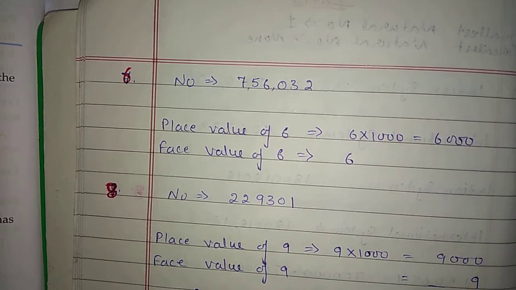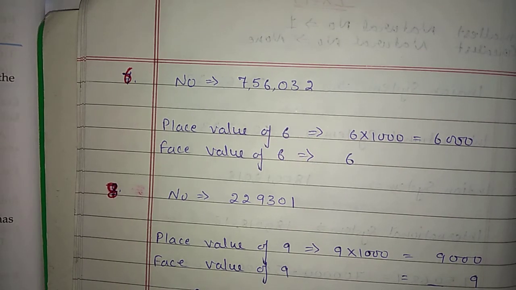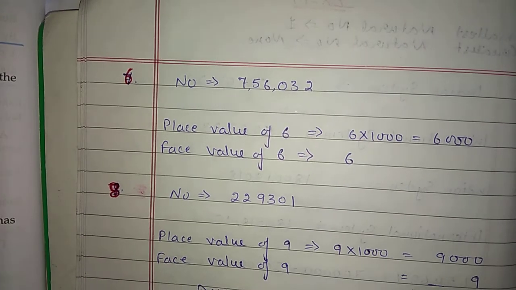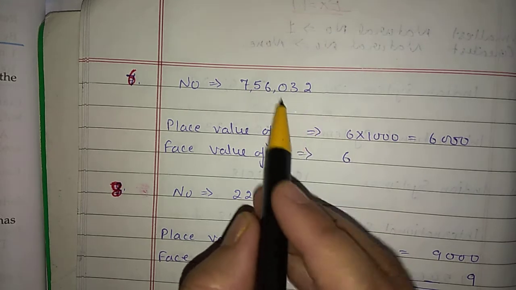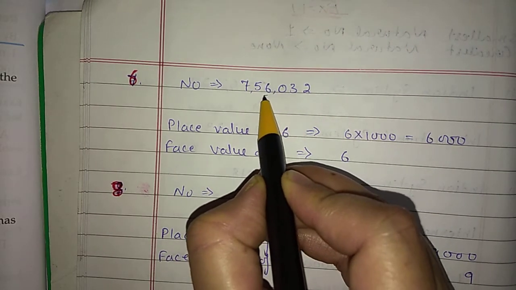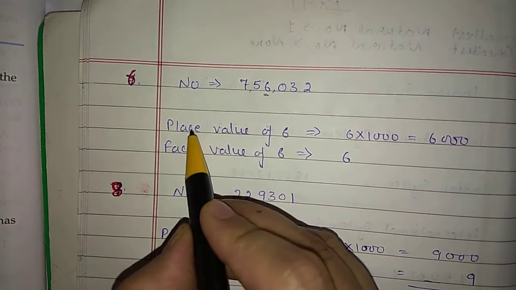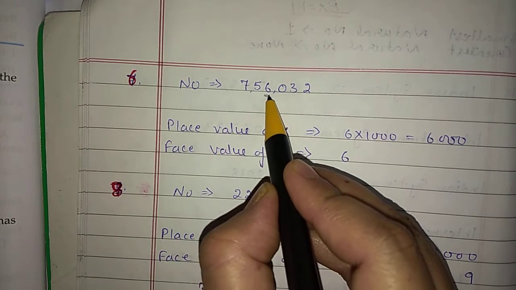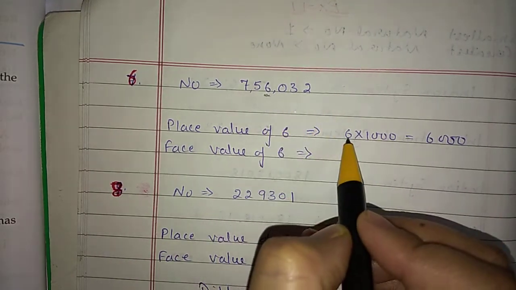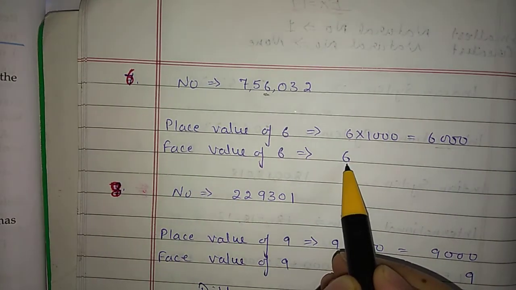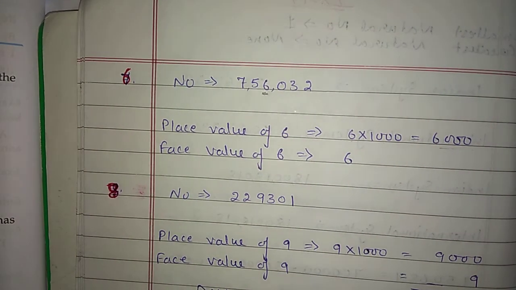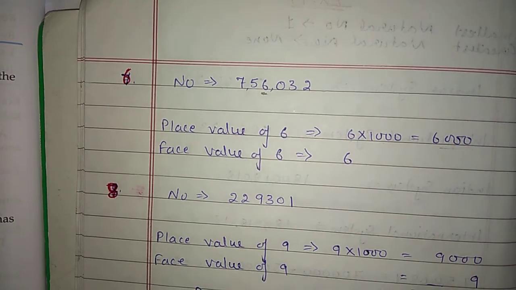Next, question number 6. Write the place value and face value of the digit 6 in the given number. So the number is given: 7,56,032. We have to find out the place value and face value of this 6. Now for place value, 6 is at the 1000 place. So 6 into 1000, 6000. And the face value of 6 will be 6.